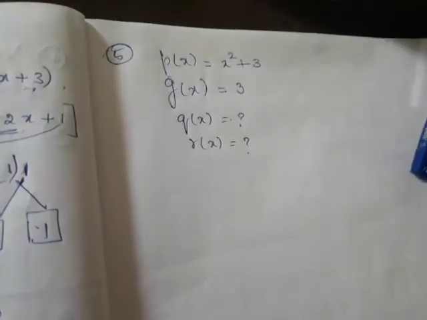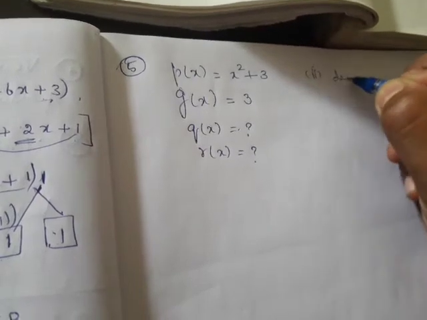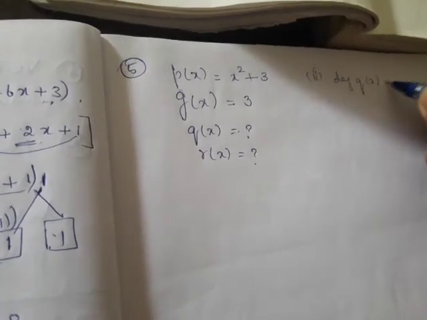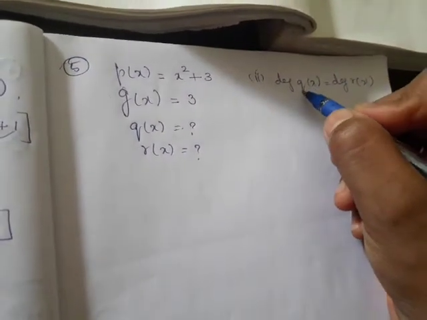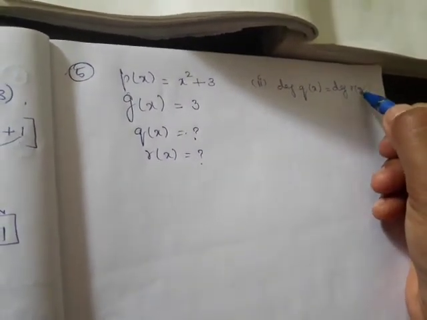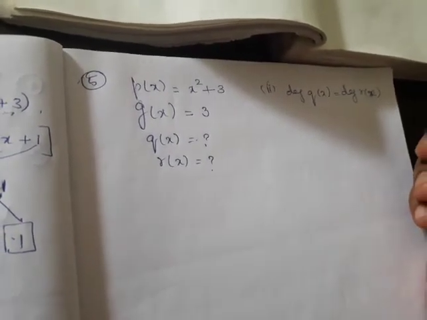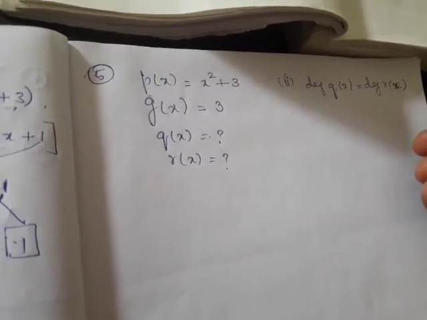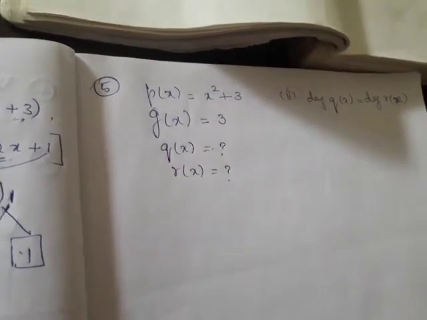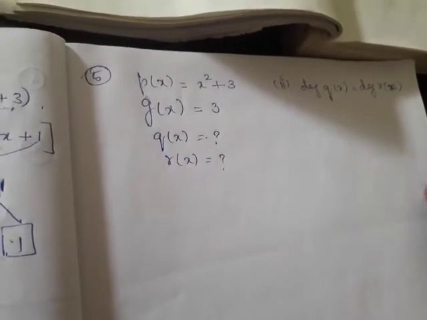Now the second subdivision: you have to show that the degree of q of x is equal to the degree of r of x. The degree of the quotient can be the same as the degree of the remainder in many cases. Even in the problem which we solved earlier in the same exercise, we came across the degree of the quotient being the same as the degree of r of x. So you can state your own example.